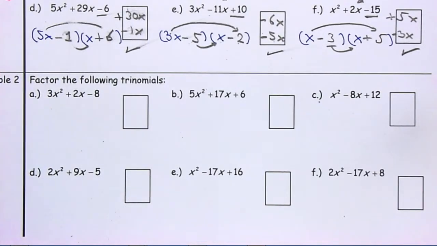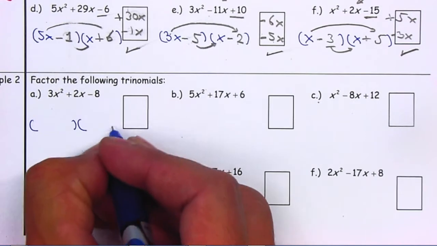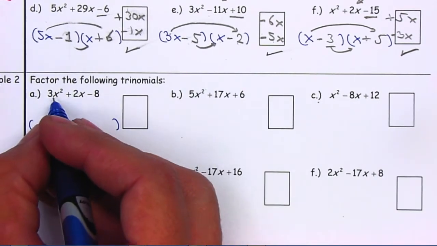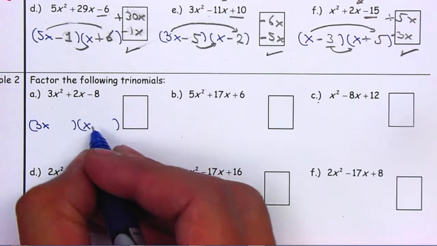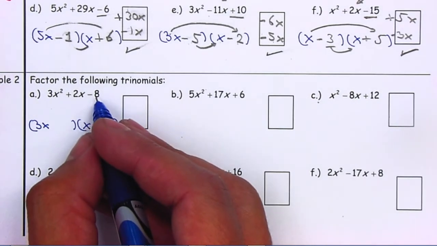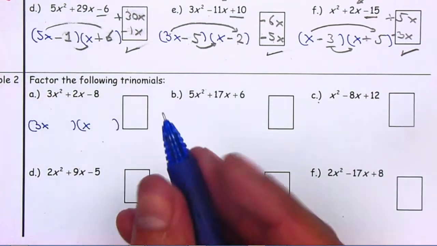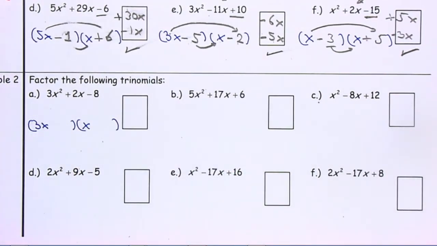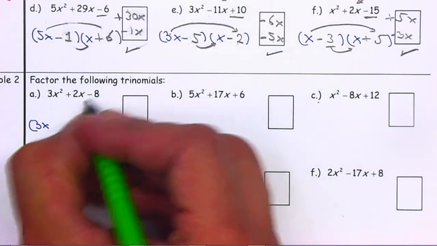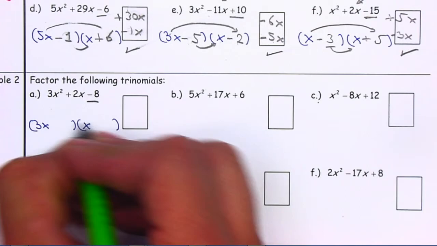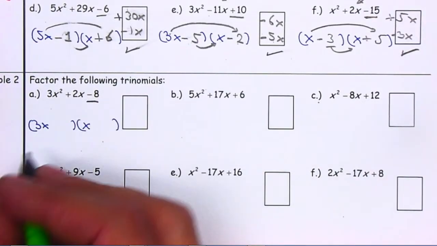Example number 2. I need to factor, double parenthesis. Factors of 3x squared are 3x times x. Factors of 8, I can use 8 and 1 or 2 and 4. I'm not going to use 2 and 4. This is a negative, that means that one of them will be negative, the other one positive. And when I subtract them, it has to give me a 2x.